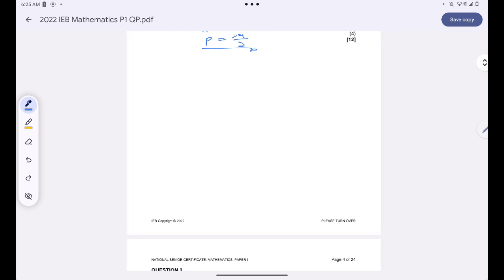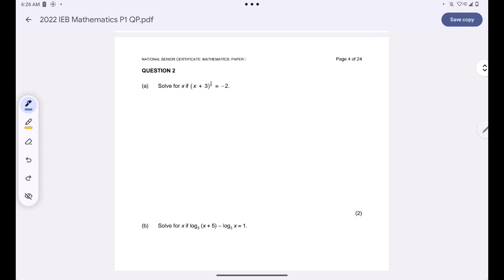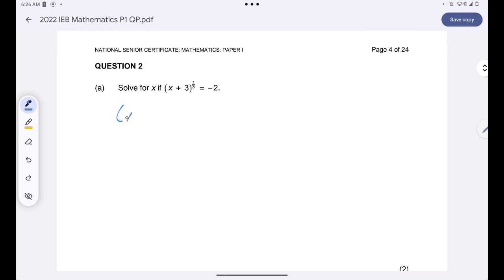Now let's move to question 2. I'm supposed to solve x if I'm given the following equation. The equation simply says I have x plus 3 all raised to the power 1 over 3 is equal to a negative 2. For me to solve x, I must remove that exponent first. How can I do that? I must multiply by the inverse of the exponent on both sides. So the inverse of the exponent is just 3 over 1.